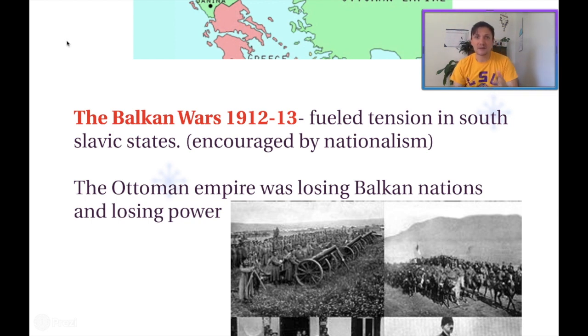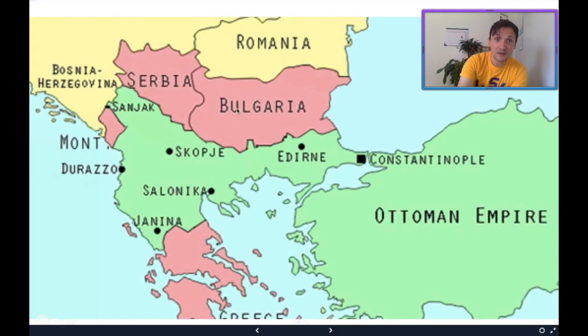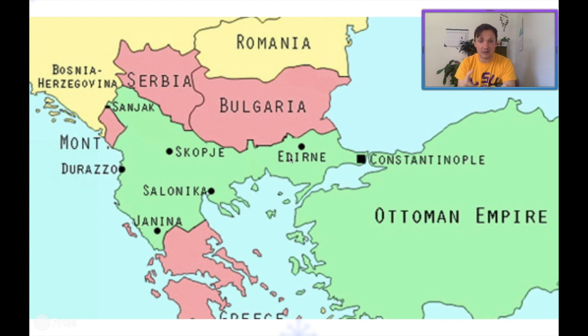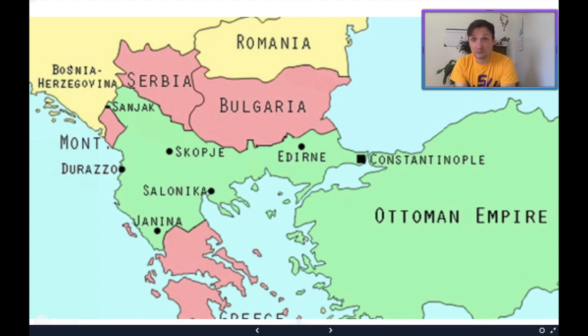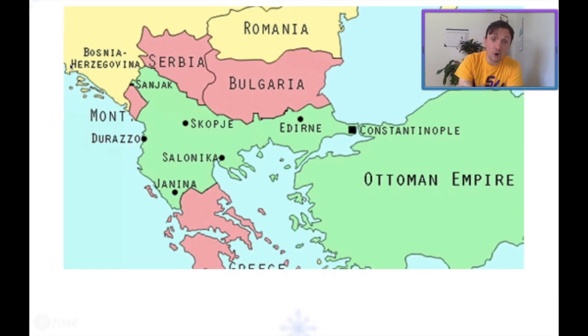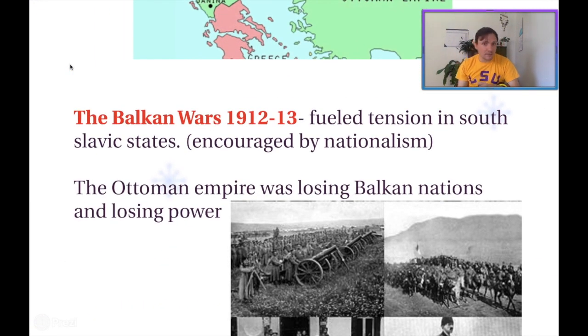Encouraged by nationalism. Because all of these Slavic countries right here, Serbia and Bulgaria, along with places like Greece, start attacking the Ottoman Empire on all sides, trying to liberate places like Albania, Macedonia, Montenegro, areas of Kosovo. Where else? Southern Bulgaria, there's one more that I'm not thinking of, but it's fine. We'll move on. Now, anyway, Croatia, other areas like that. Well, Croatia's up here, but still. They want to liberate these people, and these Balkan Wars were indicative of that. And the Ottoman Empire is losing Balkan nations and losing power.